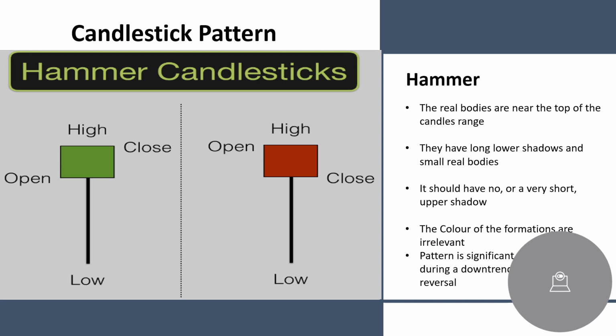Next pattern that we are going to discuss is the hammer candlestick pattern. Remember a few things when you consider this as a hammer. The first thing, the real bodies are near the top of the candle range. Second, they have long lower shadows and small real bodies. Then it should have no or a very short upper shadow. The color of the formation is irrelevant. The pattern is significant when it emerges during a downtrend and possibly indicates a reversal.